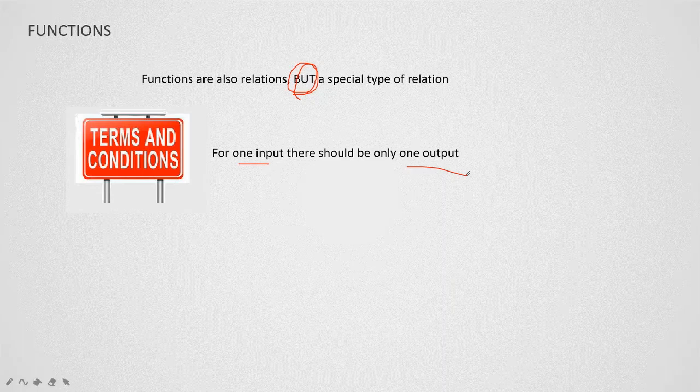So how to say a function? See, everything is a relation, but not everything is a function. So how to say something is a function or not? You need to check that for one input you should only get one output. That is a condition. Now let us look at an example and then we'll be able to understand.